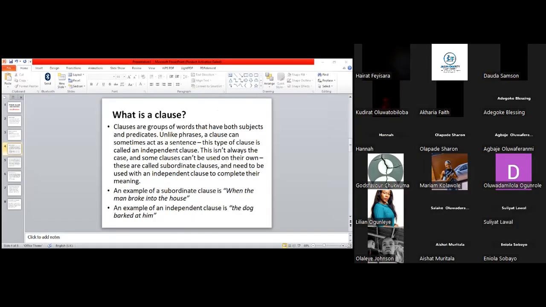But a subordinate clause is always attached to an independent clause to have its meaning actualized. Now, what we are trying to say is this. A subordinate clause will have a meaning in it, but it may not be actualized until it is attached to an independent clause. Now, let us put it this way.